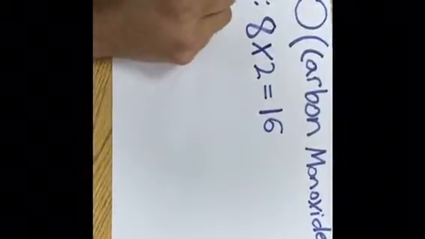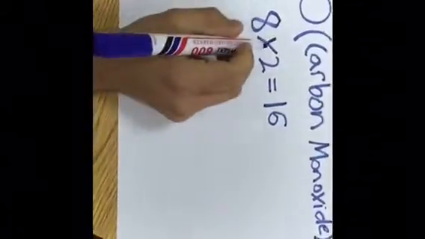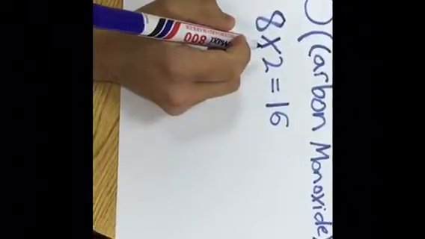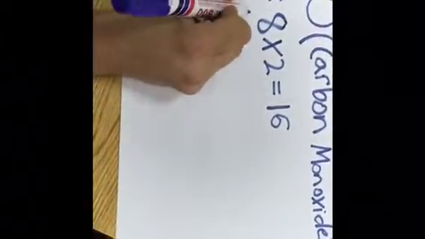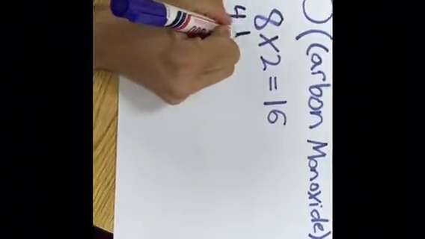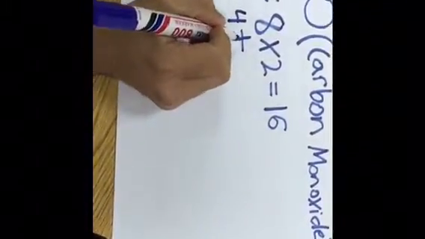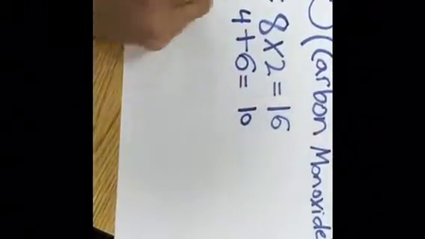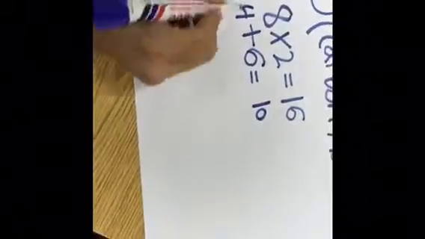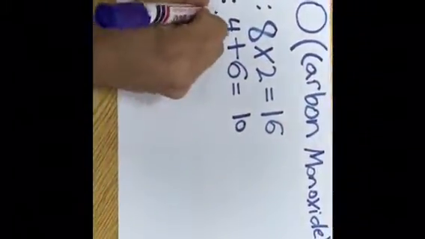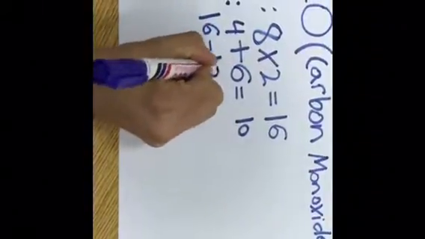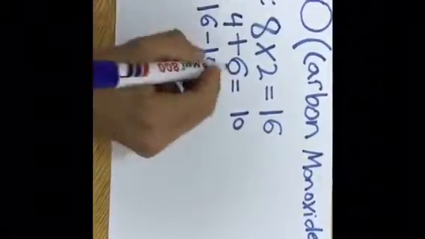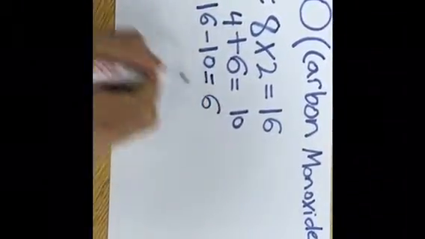Our next step is to see the valence. To find out the valence, since carbon is in group 4, we'll have 4, plus oxygen, which is from group 6, which will be equal to 10. And now to see how many shared electrons we have, we are going to subtract 10 from 16, the total amount of electrons minus the valence, which will be equal to 6.